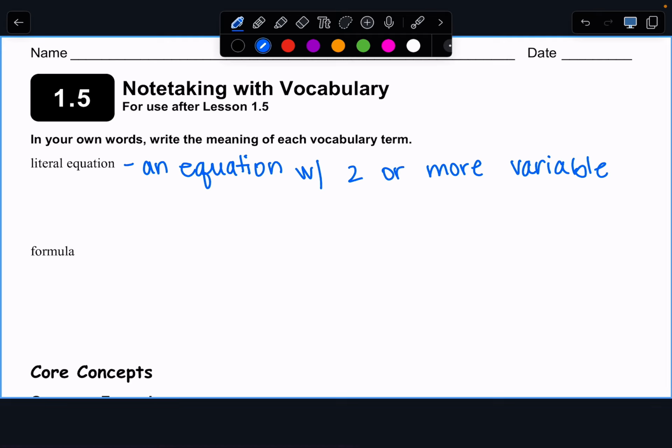Isn't there supposed to be variables? Yes, Grady, I made a mistake. Thank you for pointing it out.